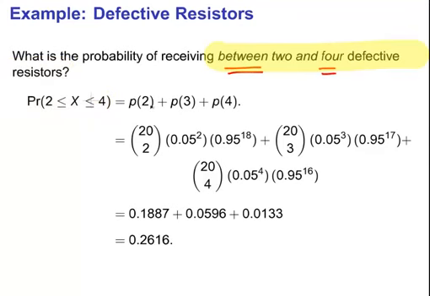So essentially work it out the same way. Calculate each of them. It's getting a little bit repetitive, but you can see how we can calculate it there. I'm not going to go into that. I'll just give you the answers. You can try it out yourselves and see if you get those answers. 0.1887, 0.0596, and 0.0133. Add that up to get 0.2616.